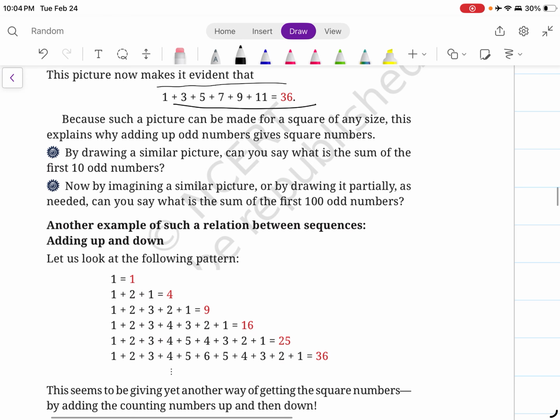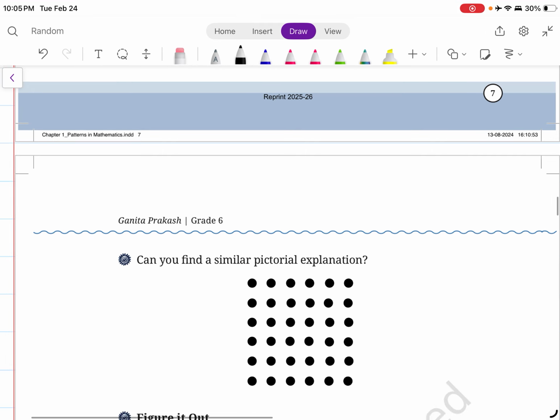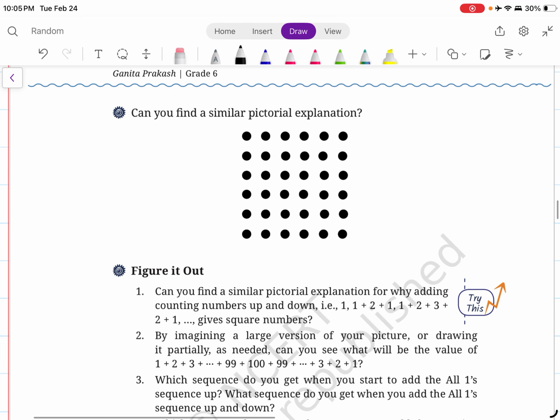Okay, so if we add odd numbers, they will give us a square number. By drawing a similar picture, you can say what is the sum of the first odd numbers. Okay, now imagine a similar picture by drawing it partially. We can say the sum of the first 100 odd numbers. Can you find a similar pictorial explanation?